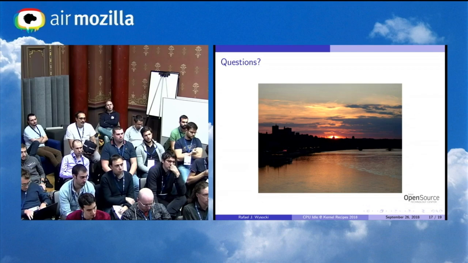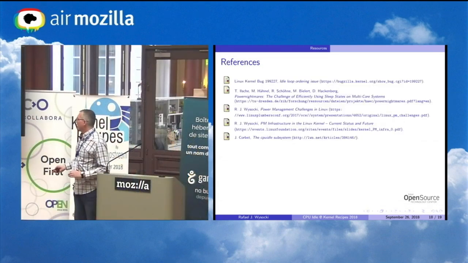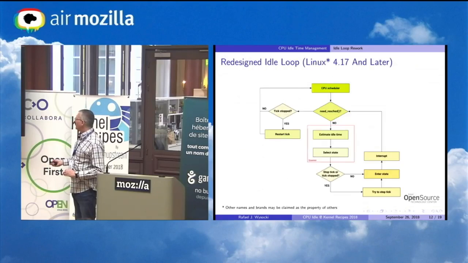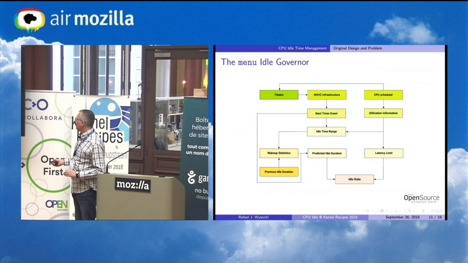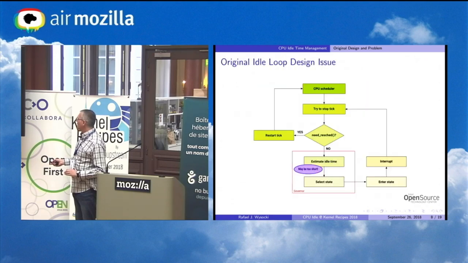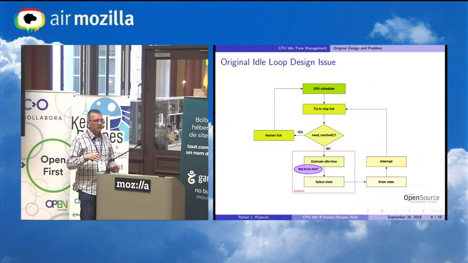Really, there were two reasons to make the changes. One reason was that people were complaining about two things. The first one was if you stop the tick up front and the governor predicts short idle and the idle duration really turns out to be short, then it didn't make sense to stop the tick. And this is a huge overhead because programming the timer hardware is expensive. People were complaining about that for something like a few years, but nobody had an idea how to deal with that.